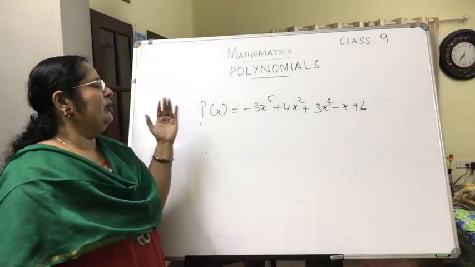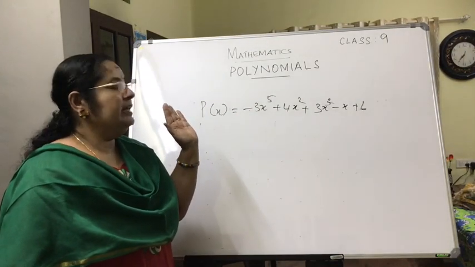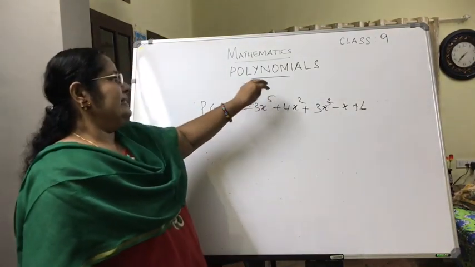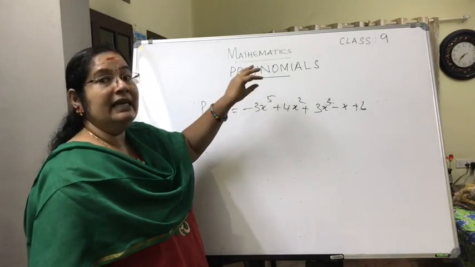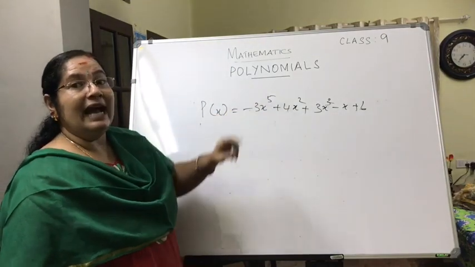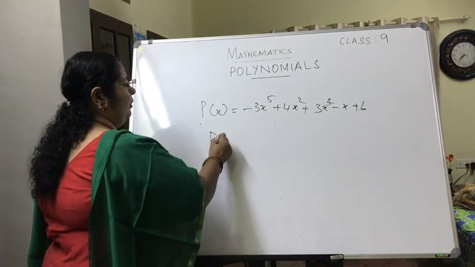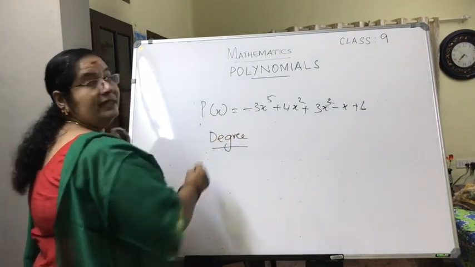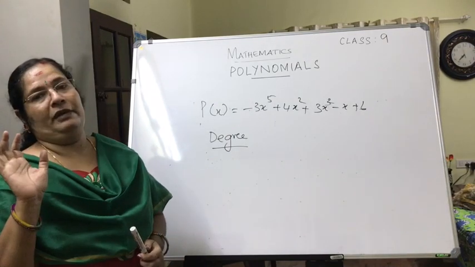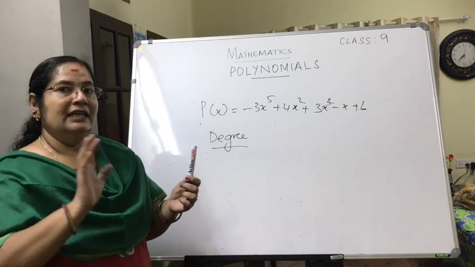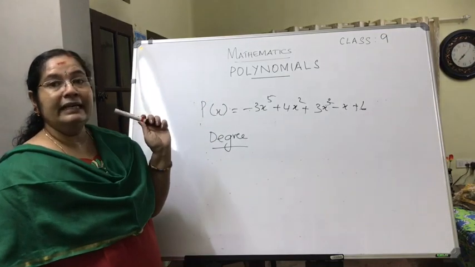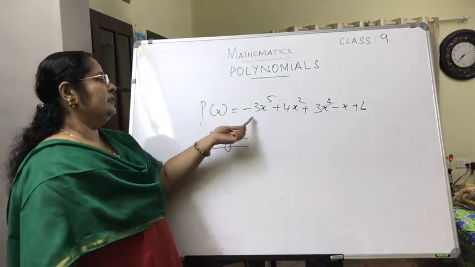So this polynomial has the variable with varying powers. Of these, which is the highest power of variable x? 5. That is called the degree of the polynomial. So what is the degree of the polynomial? The highest power of the variable in a polynomial. Given a polynomial, you will see what is the highest power of the variable. That will be the degree. So what is the degree of this particular polynomial?